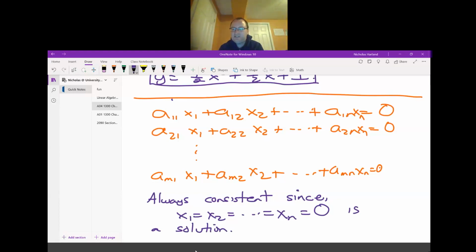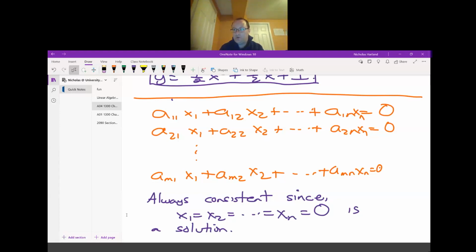So a homogeneous system is always consistent because of what we call the trivial solution, where all the variables are equal to 0. If we plug that into every single equation, the left-hand side would be 0 every single time, which would equal the right-hand side. So all the variables being equal to 0 satisfies the first equation, the second equation, the third, the 8th, the 15th, the 2007th. It satisfies every single equation, and hence it's a solution to this system.